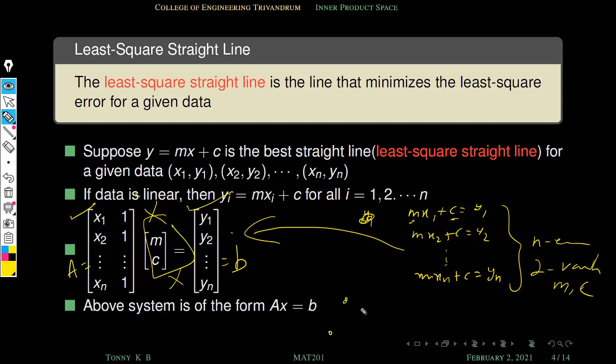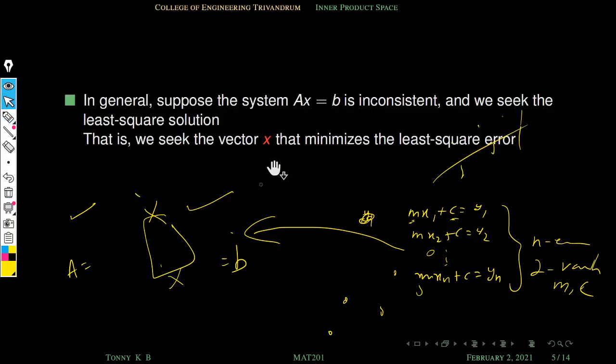Suppose the data points are like this. We assume that these data points satisfy a straight line, and then we get a relation like this. But actually the data points are non-linear, so this system is inconsistent. In practical applications, the system corresponding to this type of data is inconsistent. So how do we find m and c if the system is inconsistent? It's not solvable. So our aim is to find the best m and c by reducing the error.